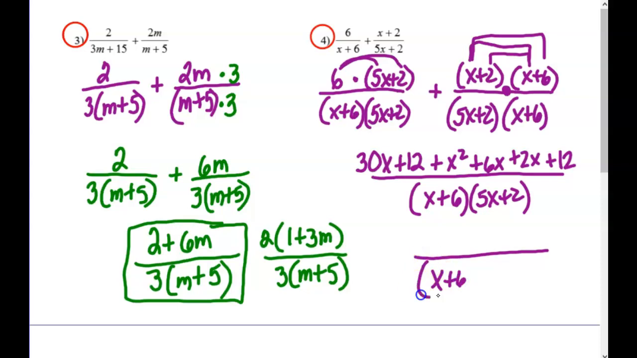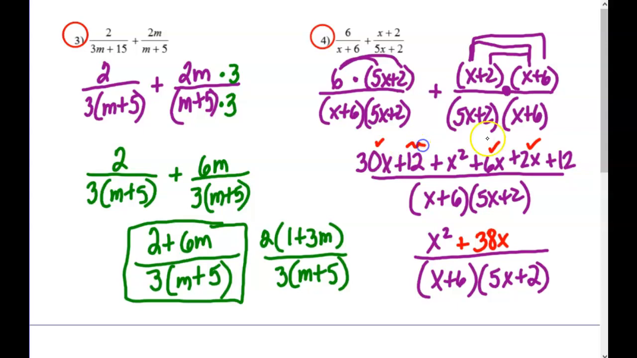All right, we have an x plus 6 and a 5x plus 2 in the denominator. I have an x squared. What else can I combine with like terms up top? We got a 30x, a 6x, and a 2x. Can I combine all those? Be 38x.